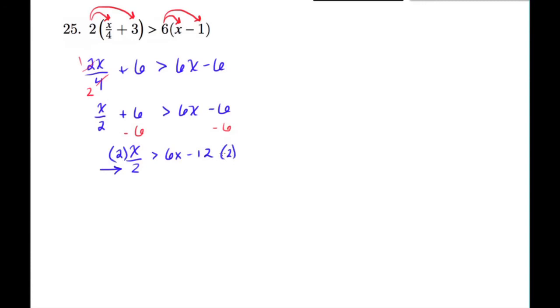But if I multiply it to the right side, I have to multiply it to all the terms here. I have to distribute it. So the 2's cancel now on the left side, giving me x is greater than 6x times 2 is 12x. Negative 12 times 2 is negative 24. Now I can subtract 12x from both sides because I need to combine my x terms. x minus 12x is negative 11x is greater than negative 24.